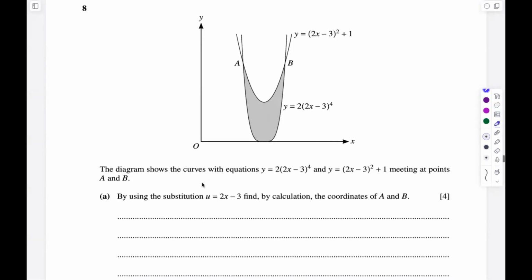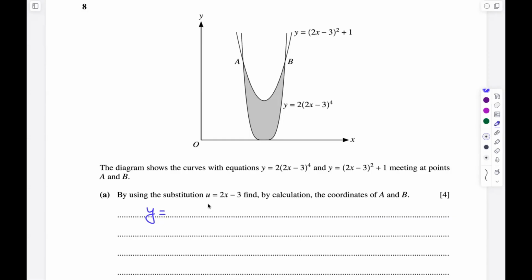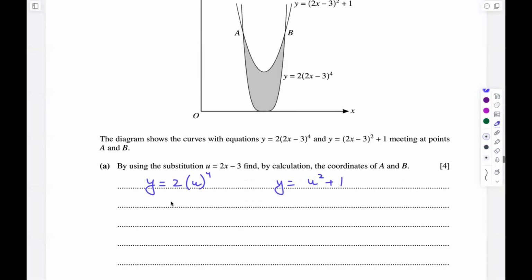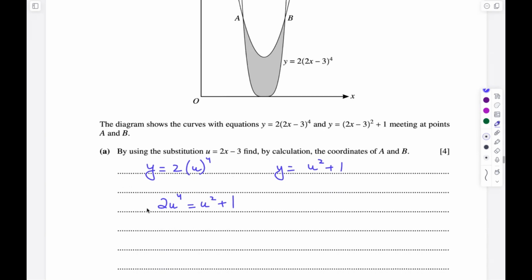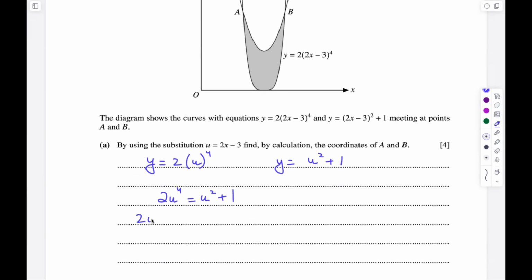So now using the substitution, the first equation will be written as y is equal to 2 into u to the power 4, where we substitute u in place of 2x minus 3. And the second equation will become u squared plus 1. Now we'll solve them simultaneously, so we'll equate the equations. This will become 2u to the power 4 is equal to u squared plus 1. Taking u squared and 1 on the left hand side, this will be 2u to the power 4 minus u squared minus 1 equals 0.